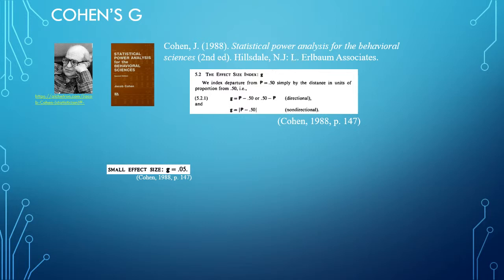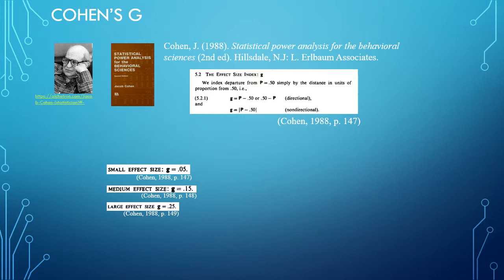The nice thing is that he also gives some rules of thumb. These are not set in stone. They can vary a lot by field of study, but it's always nice to have someone giving you a little bit of help on rules of thumb. He defines a small effect size as G is 0.05, a medium effect size of 0.15 and a large effect size of 0.25.